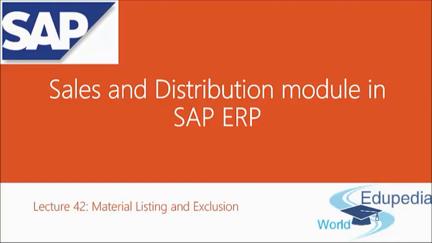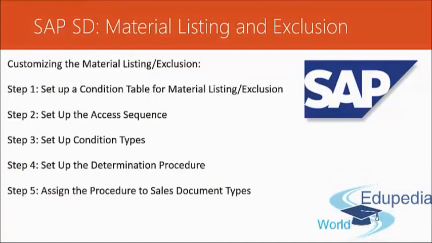If your business scenario demands a new configuration setup for material listing or exclusion, you can configure that by setting up the condition technique for material listing or exclusion. Material listing and exclusion also use the condition technique. You can start the customization with condition table setup, followed by access sequence, condition types, and the determination procedure.